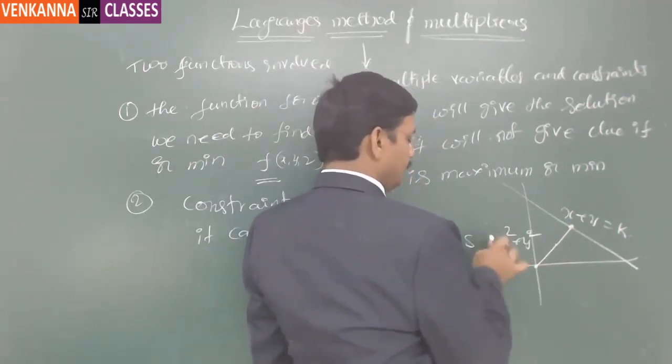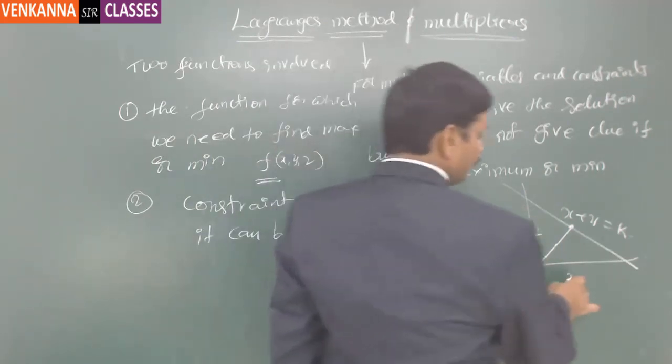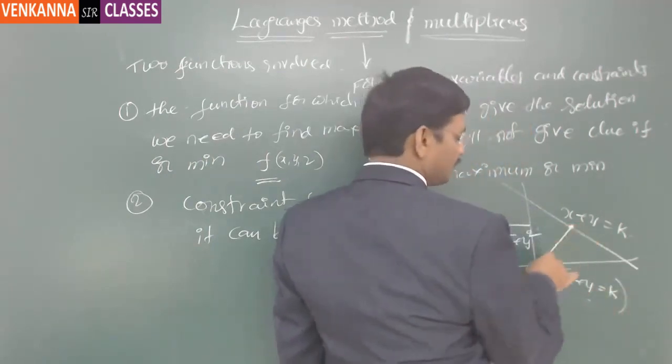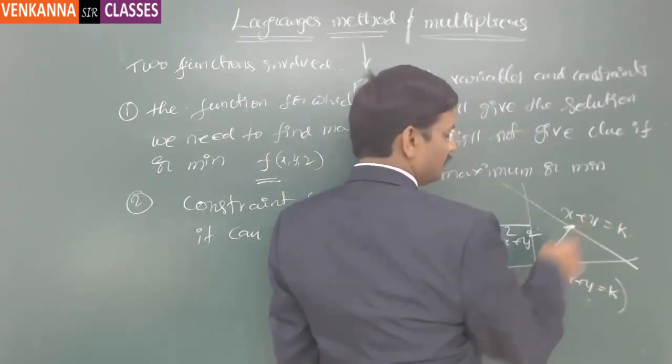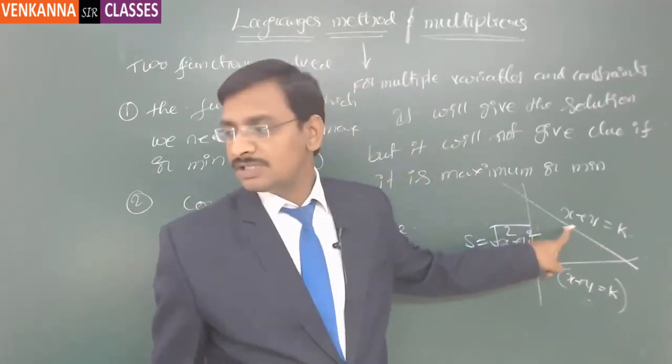So this is the distance between the 2 points subjected to the constraint of x plus y is equal to k. Then it is going to give the distance between these 2 points. So that is the minimum distance between the 2 points. It will give the location of this point.